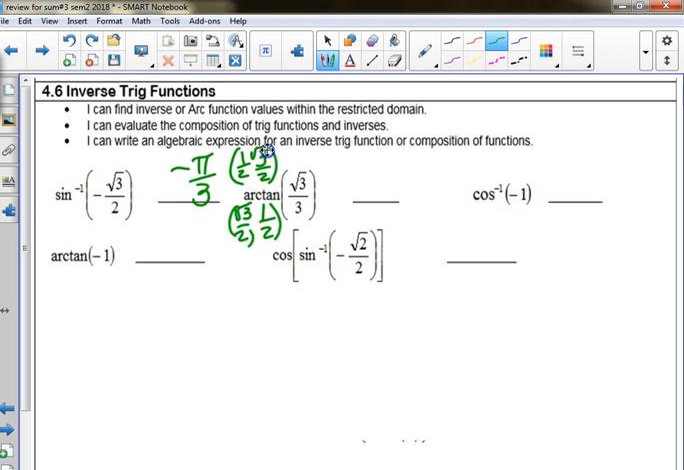So now if I put the y over the x here, I just get square root of 3 over 1. But if I put it here, I get 1 over square root of 3, which would make this. And that ordered pair happens at?